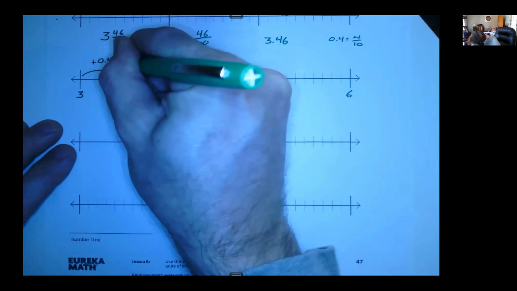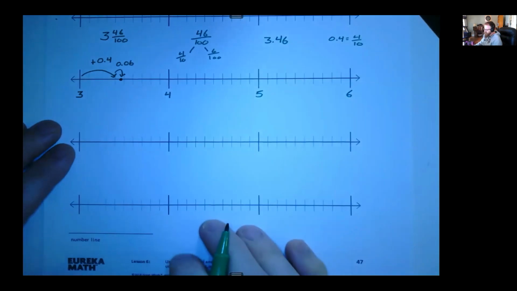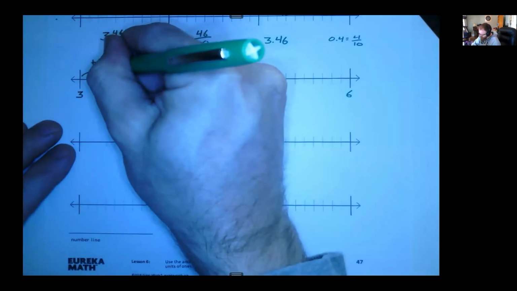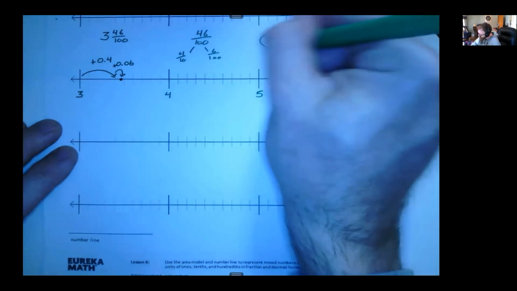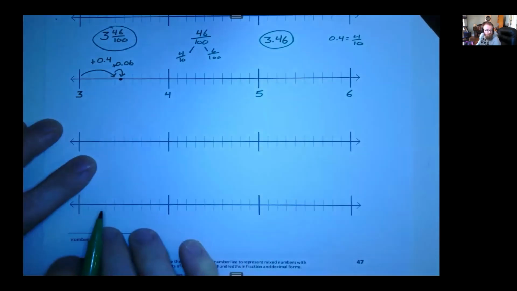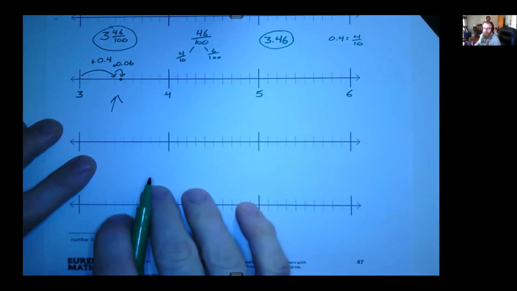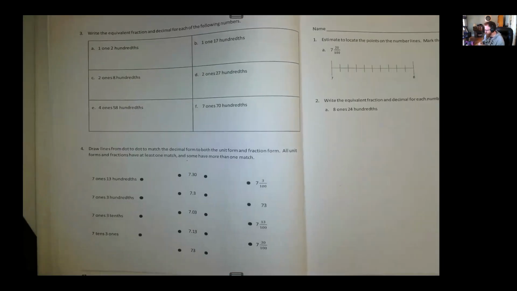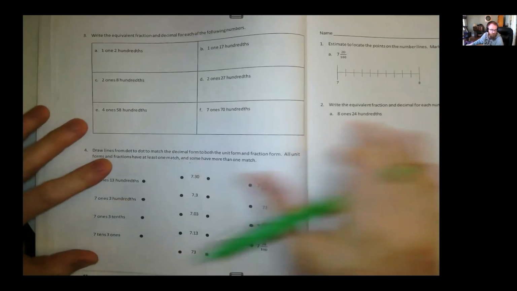That little amount shows 6 hundredths, or 0.06 hundredths. 3 and 46 hundredths. Okay, 4th grade, showing these mixed numbers on the number line is one part of your exit ticket that you're going to work on today.